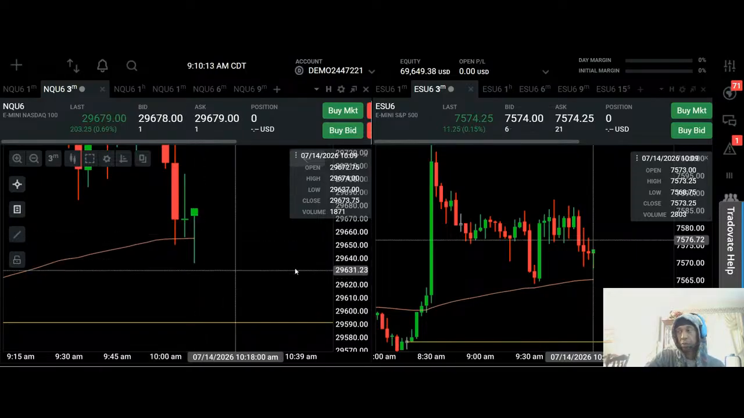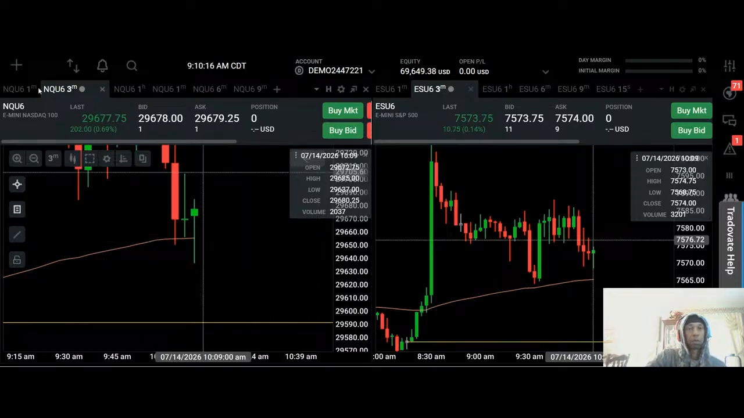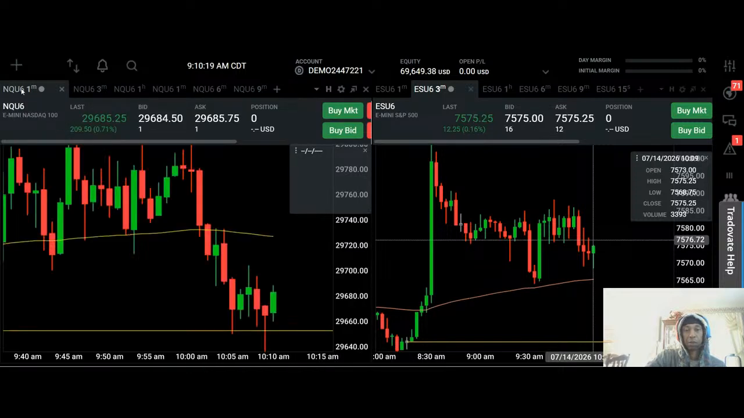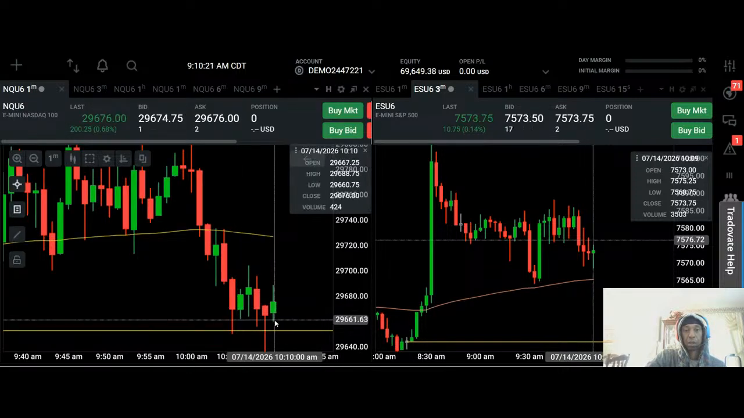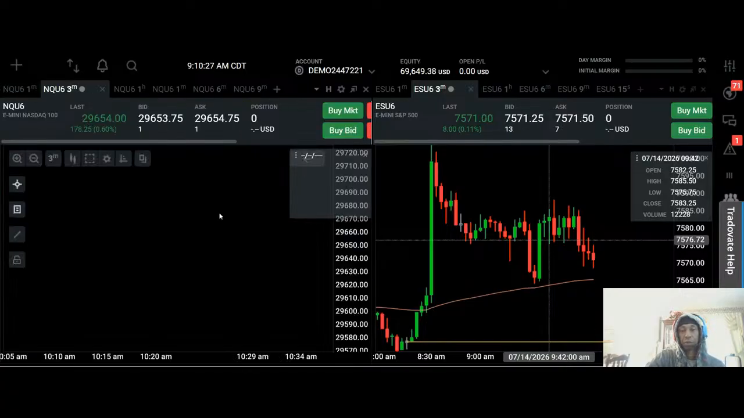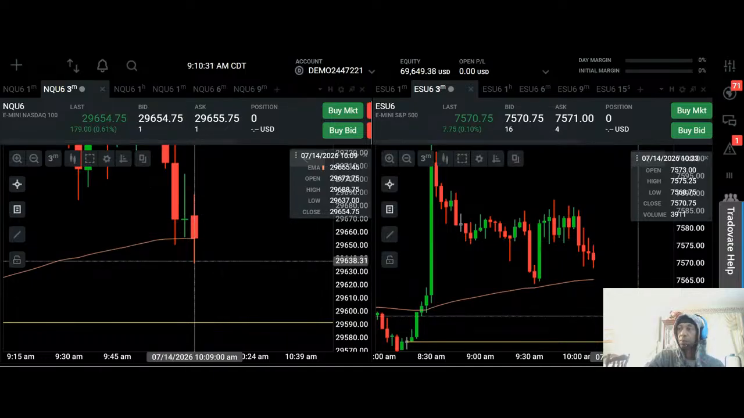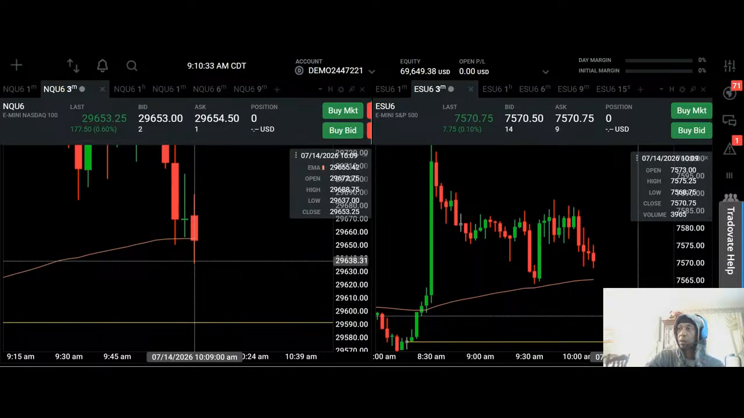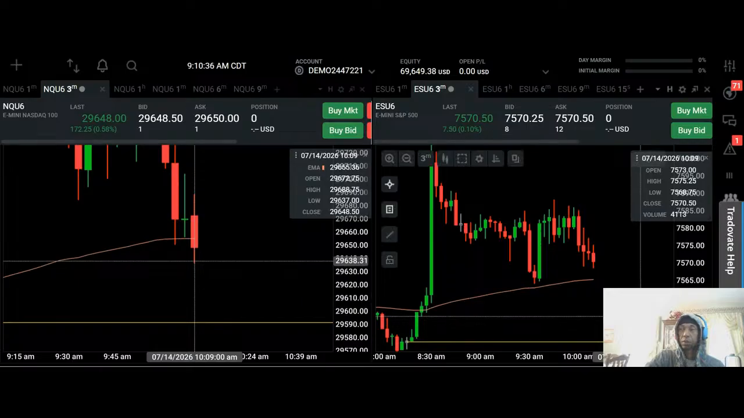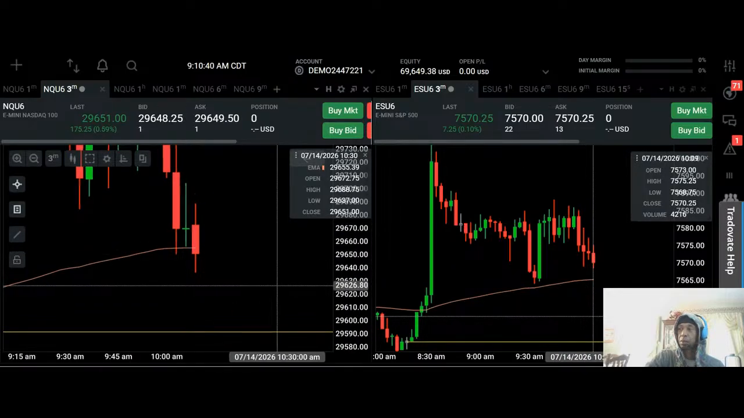Now this is a 3 minute candle, but I don't know how much time is left on this 3 minute candle. Let's see how much time is left. I can't tell. I'm not on TradingView. Yeah, that's a sell for me. That would be a sell. But it's got to sweep that.